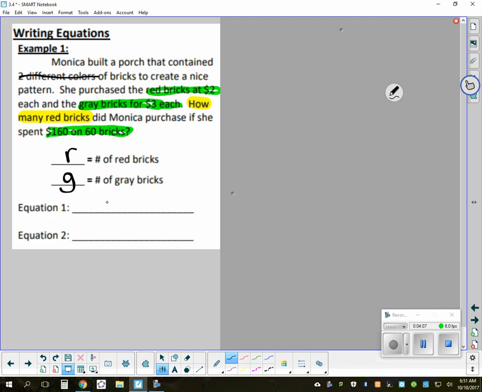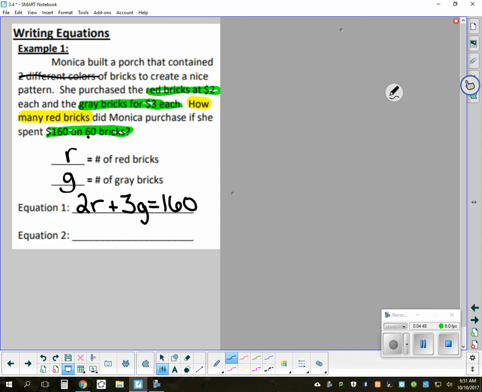So thinking that through, if she's spending $2 for each red brick, to find the total amount she spent on red bricks, I would have to take $2 times however many red bricks Monica got. But she didn't just buy red bricks, she also bought gray bricks, so I would have to add to that amount $3 for each gray brick. So this is the amount of money she is spending, and we happen to know that that is a total, so equal to 160.